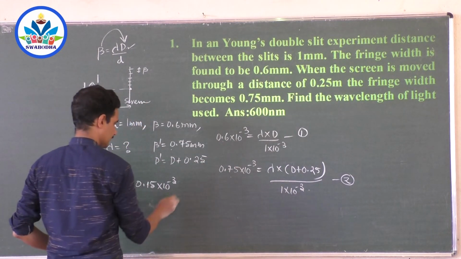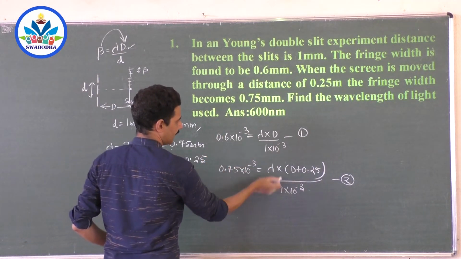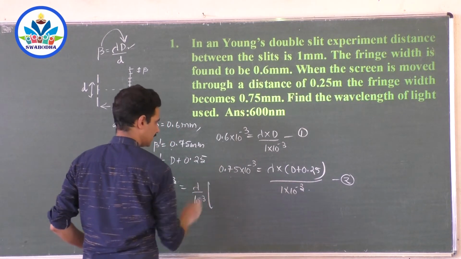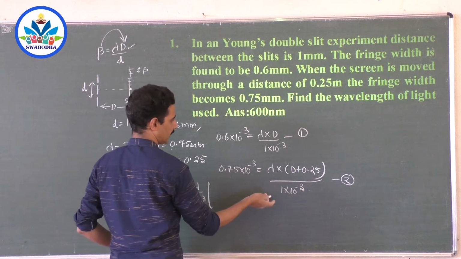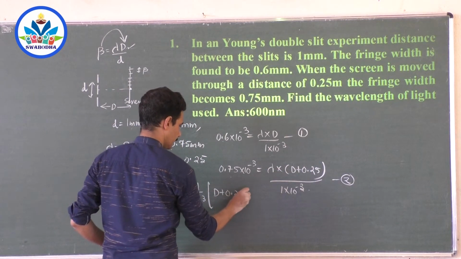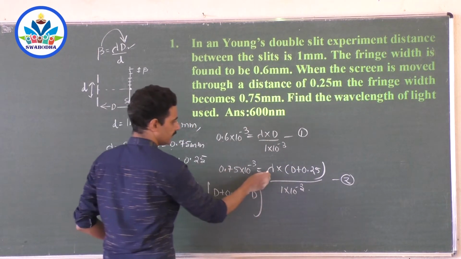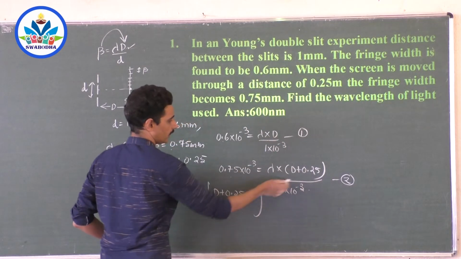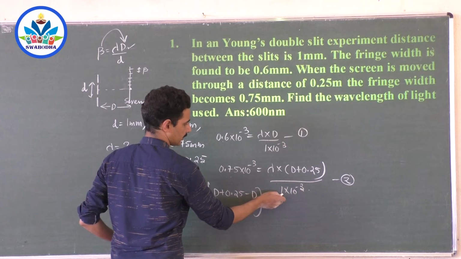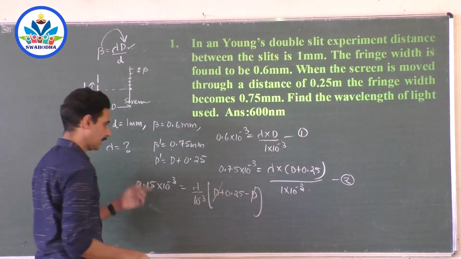0.75 minus 0.6 is equal to, so the left hand side is over. In the right hand side, lambda by 10 to the power minus 3 is common. So I will write lambda by 10 to the power minus 3 common. Remaining things you have to subtract. D plus 0.25 minus D. Or you have to write this one minus this one. When you write this minus this, take the things common outside. Lambda by 1 into 10 to the power minus 3. Remaining is D plus 0.25 minus D.